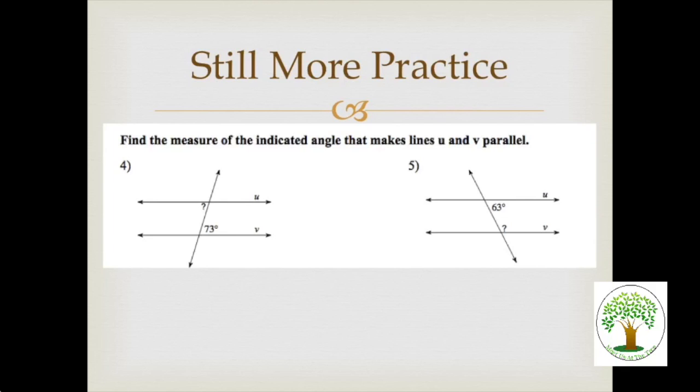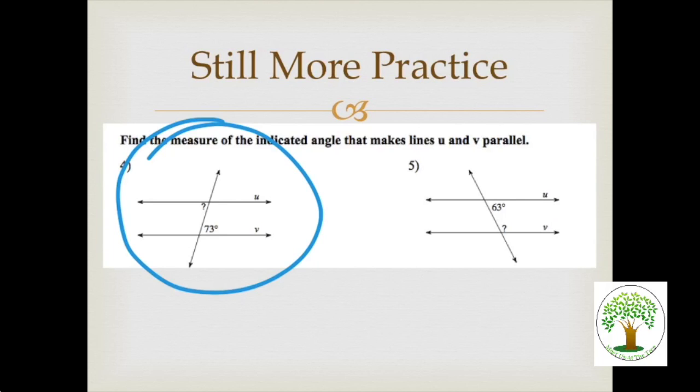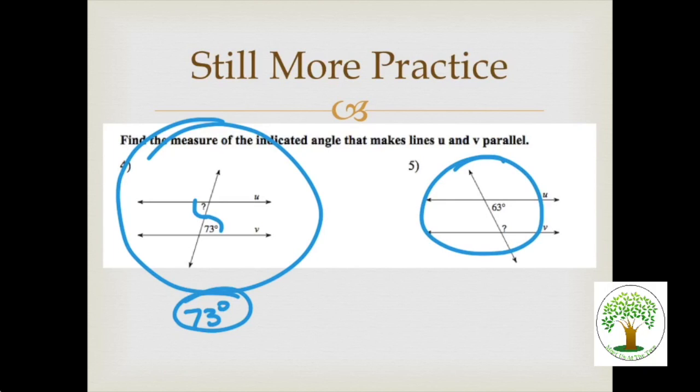So the question mark up there on the left-hand side, are those two same side interior, alternate exterior, alternate interior, corresponding, what? Alternate interior. Are they equal or supplementary? Equal. All right. So if this one is 73, then the question mark has to be 73. In this case, you don't have to give me a reason. You just have to write the answer. But you probably needed to know the reason to figure it out, right? Okay. All right.